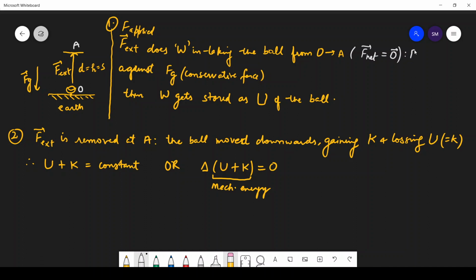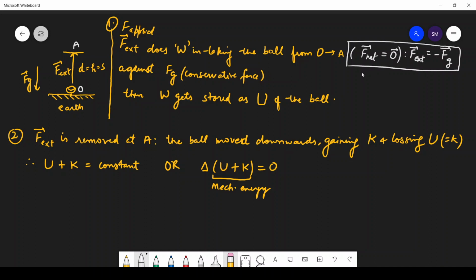It means F external, of course they are equal and opposite, so their magnitude will be same. So they are supposed to be equal. Negative means that they are in opposite direction. So F net is 0 means that F external is equal to gravitational force. Both are same.